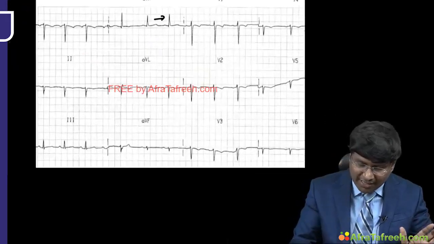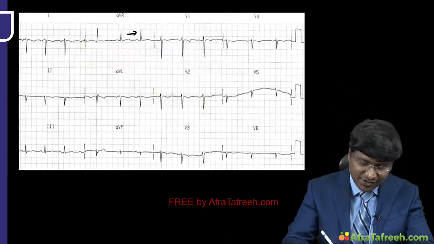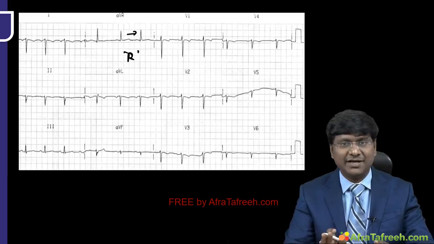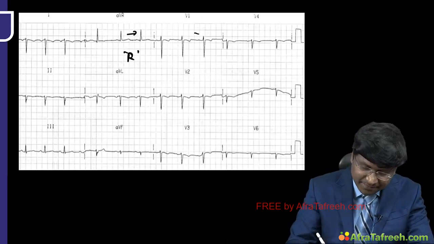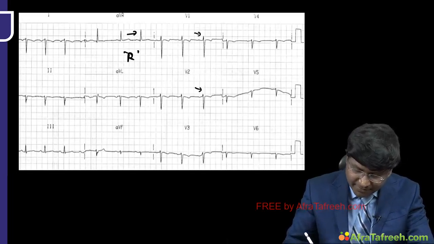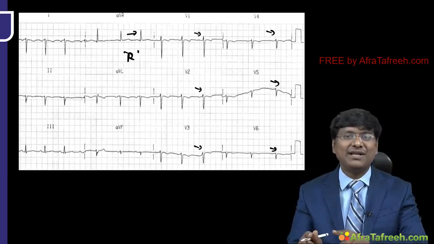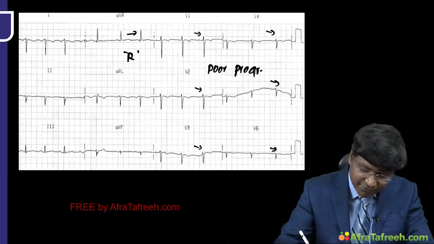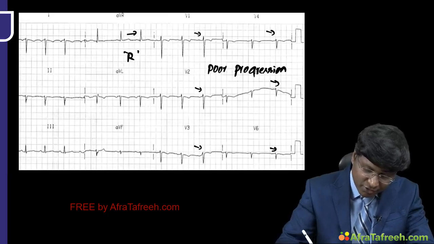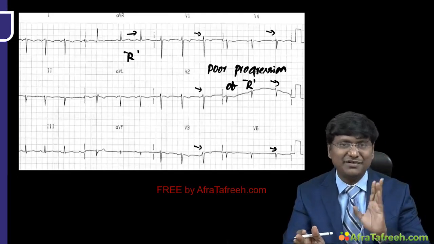Okay. So what abnormalities are you finding in this particular ECG? Let me discuss. One is you are having a dominant R wave in AVR. That is one particular abnormality. Second abnormality, if you observe here, you take the R wave from V1, V2, V3, V4, V5 and V6. Is there progression of the R wave in the precordial leads? No. So there is poor progression of the R wave in the precordial leads, and you have a dominant R wave in AVR.